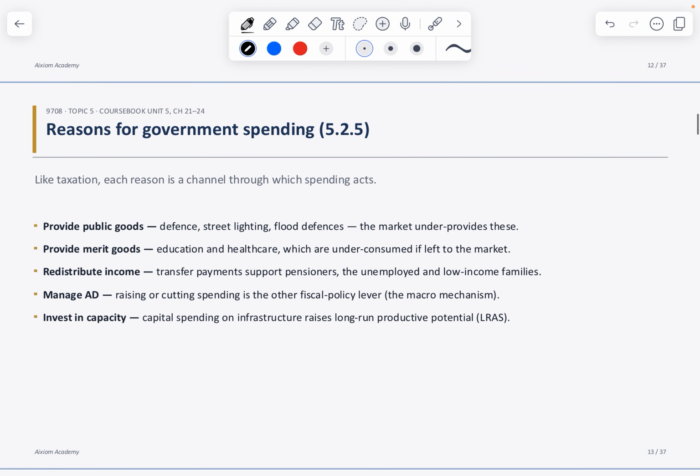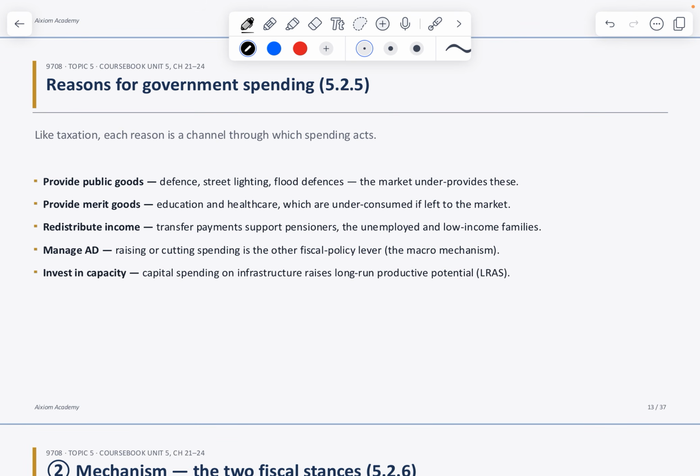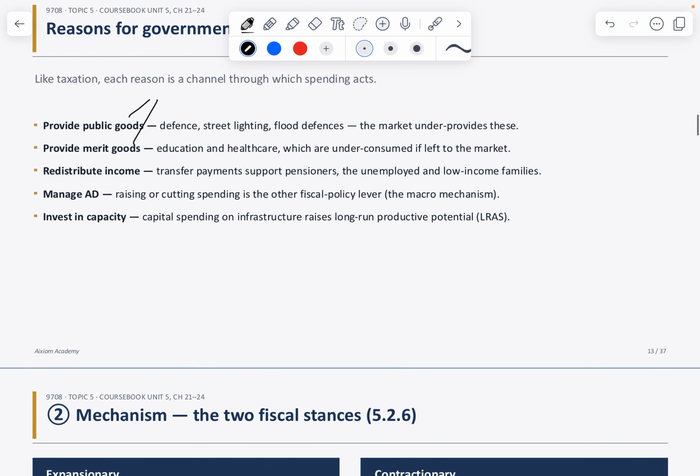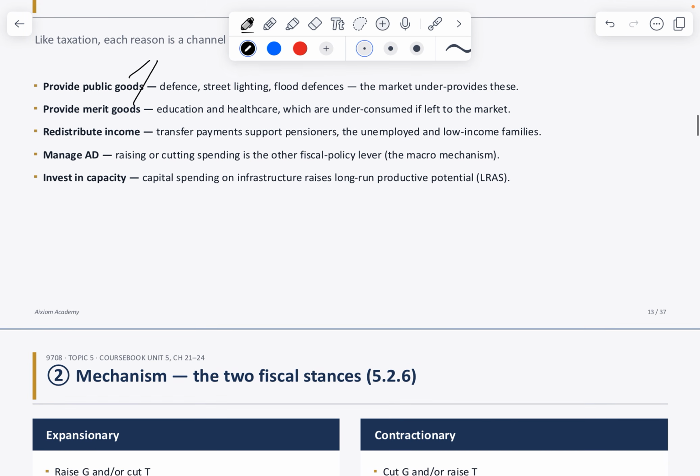And reasons for government spending are basically kind of what we just said for taxes. So it basically provides public goods, merit goods, and also redistributes income, manages AD, and also invests in infrastructure to increase the productivity of society and the economy.